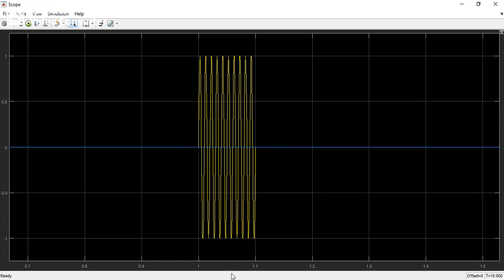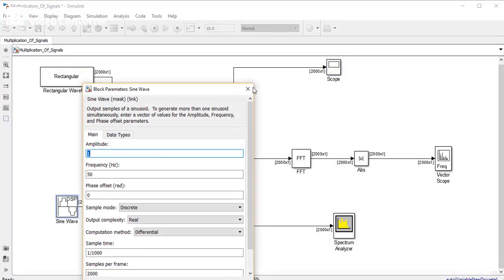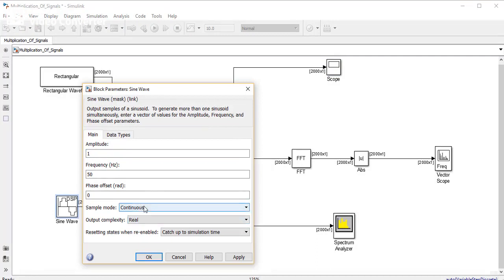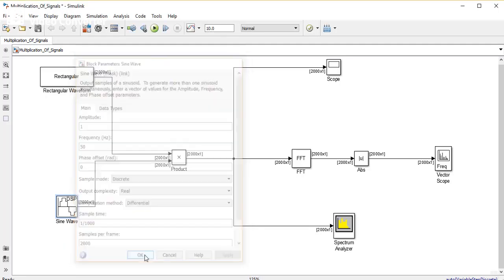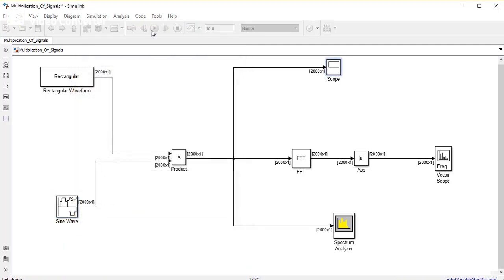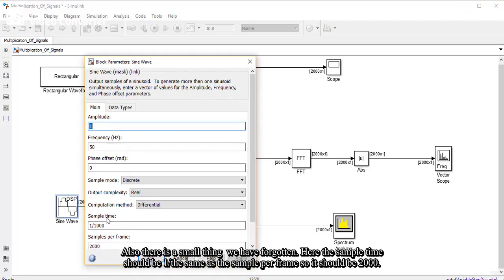Sorry, the computer just hung for a minute. Let's close it. I also have a note here: discrete, real, 1 over 1000, 1 over 2000. Okay. Let's run it again. Also, there is a small thing that we have forgotten here. The sample time should be 1 over the same as the samples per frame. So here it should be 2000.